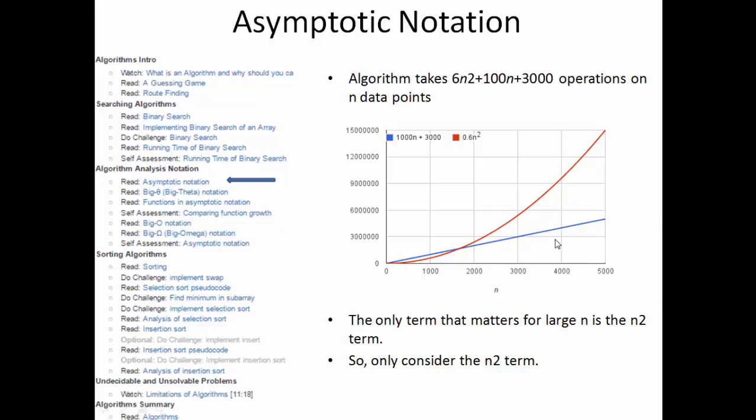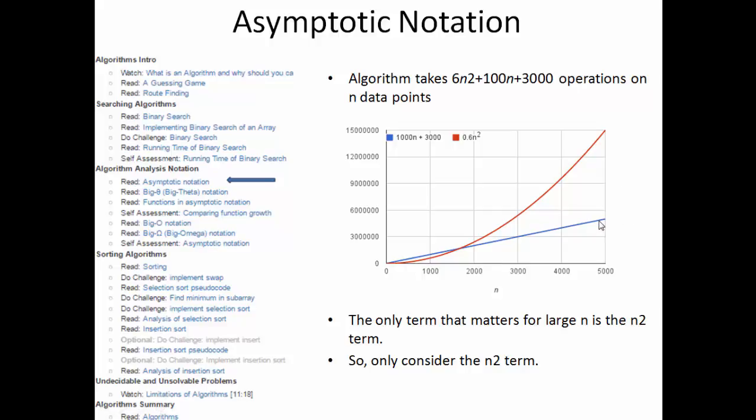The idea here with asymptotic notation is that if you look at the factors, the n squared dominates. So as n gets larger, here's n down here, the n squared part of that equation just takes off. Whereas the 1000n plus 3000 takes off much slower, and as you get out even more data points, it basically becomes insignificant.